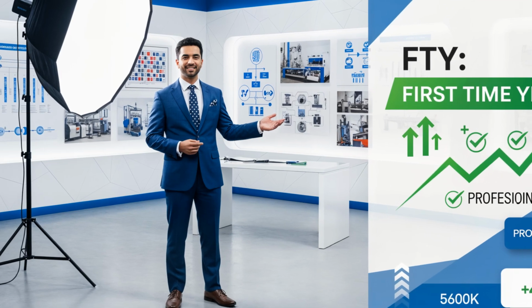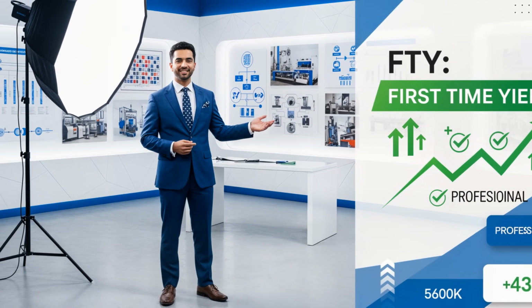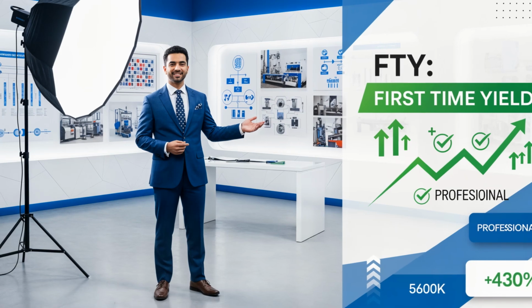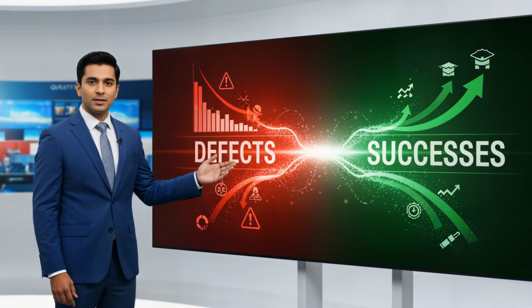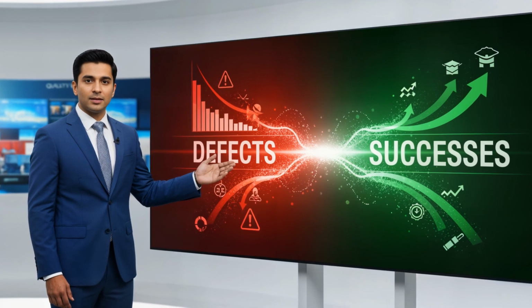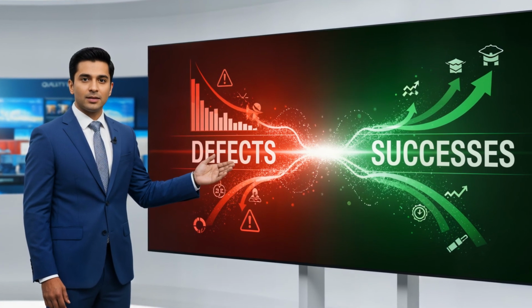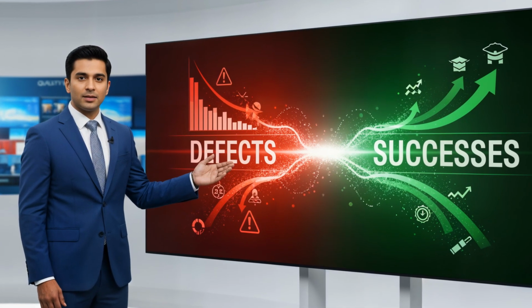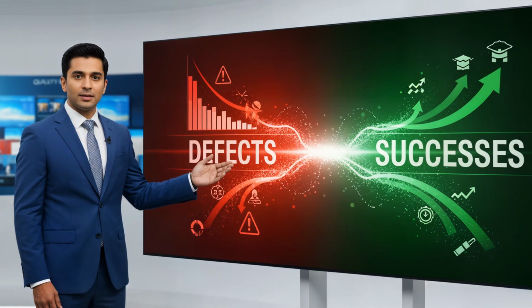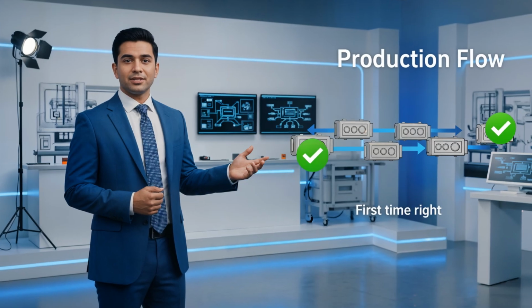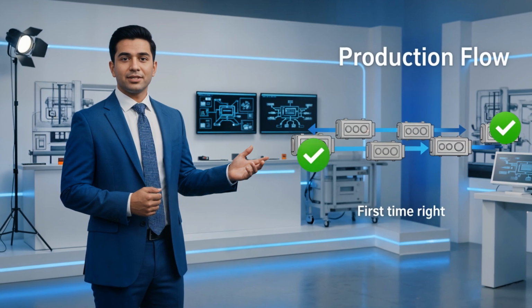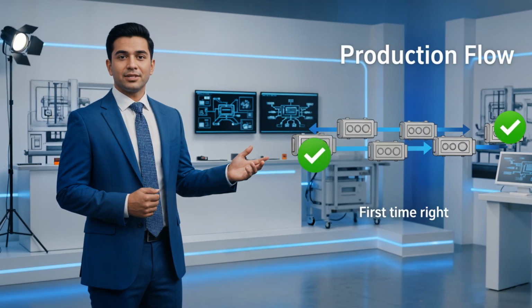Alright, we've covered defects. Now let's flip the script and talk about successes with our final metric: first time yield, or FTY. If DPMO and DPU are all about what's going wrong, FTY is all about what's going right. Specifically, it's measuring the percentage of units that we produce correctly the first time around, without any need for rework. It's like asking, how often are we nailing it on the first try?